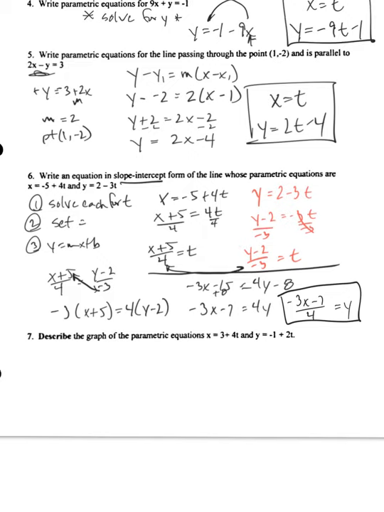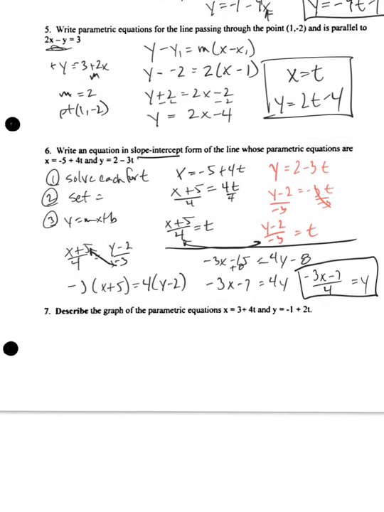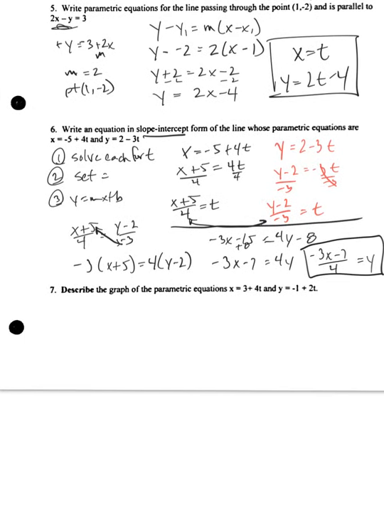Now this last one is one we've already done, but just to go back through it, now that you have maybe a better idea of how they're connected. This says describe the graph of the parametric equations, and they give you the two parametric equations. It's going to be a line, but basically we want to describe it: is it a line with a positive slope? Is it a line with a negative slope? So we're just going to give a little bit more detail.